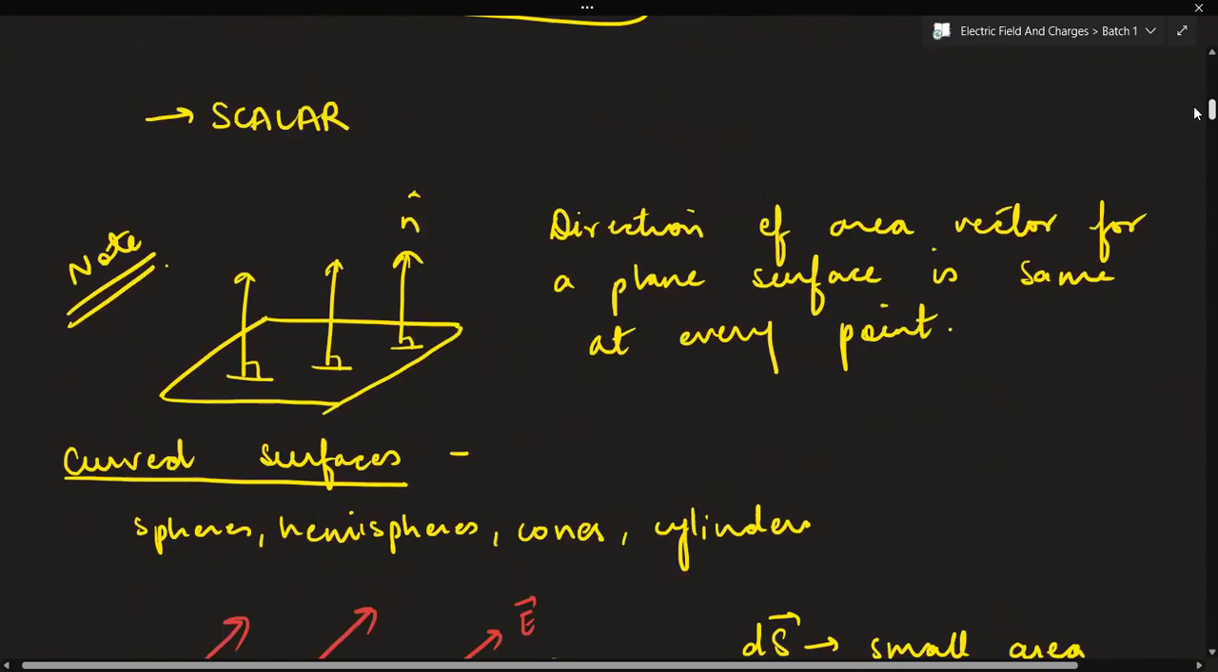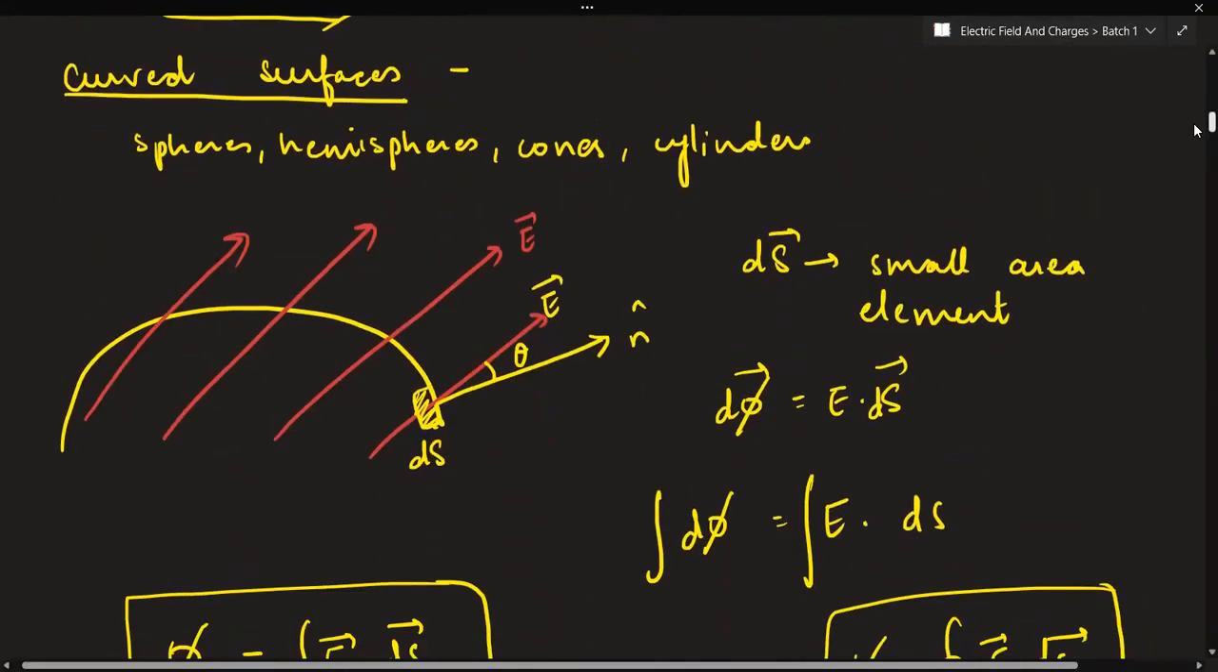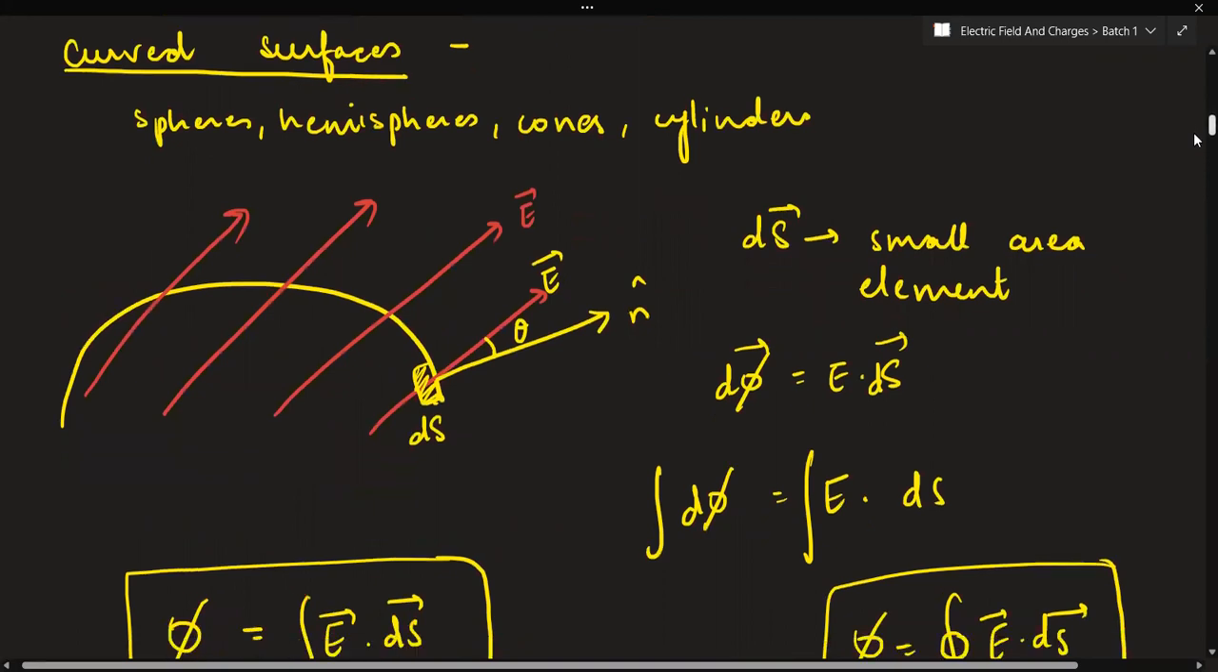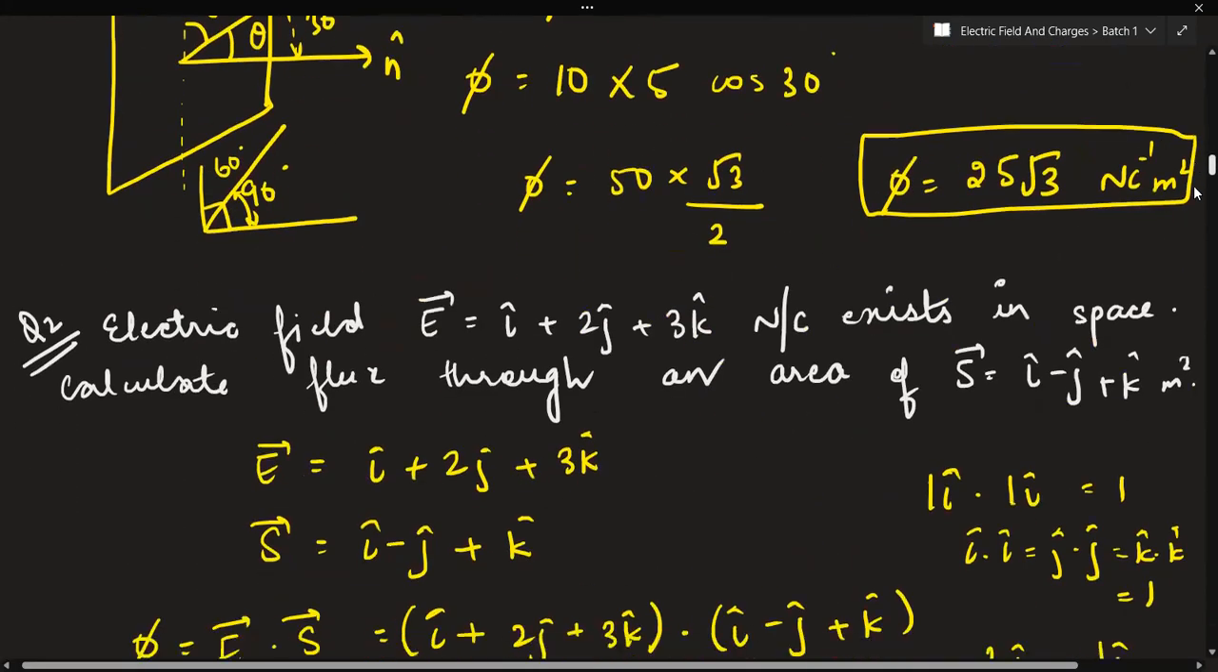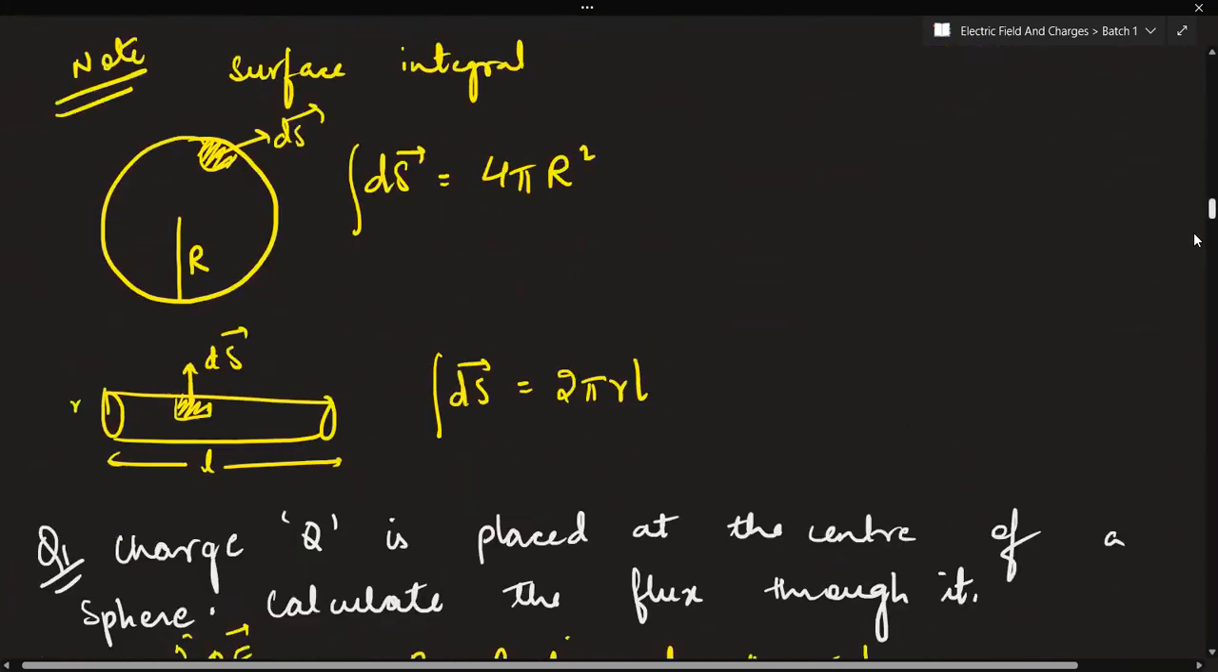Class, again I'm repeating this, when we were discussing the questions that time also I had discussed with you, that you tend to take up the area vector as the plane. Area vector will be perpendicular to the plane surface at all the points. Then curved surfaces are there for hemispheres. This we had discussed. Electric field basic formula will be there.